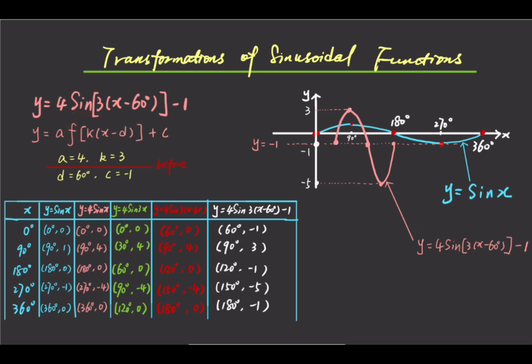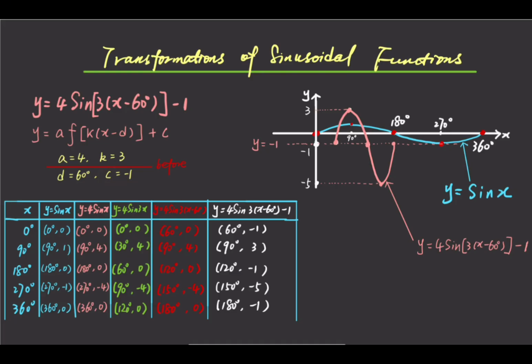So we can find out the basic function. It should be y equals sin x. Then you need to compare this expression with the standard form of the transform function. You can figure out this is a, this is k, this is d, this is c. So we figure out a equals 4, k equals 3, here minus d, here minus 60 degrees. So we figure out d equals 60 degrees, plus c, here it is minus 1, so we can think of it like this, plus minus 1, so c equals negative 1.